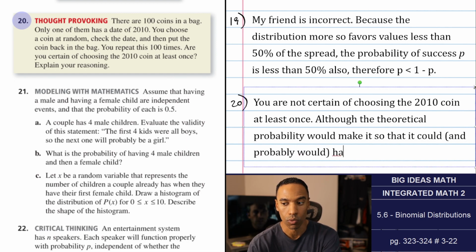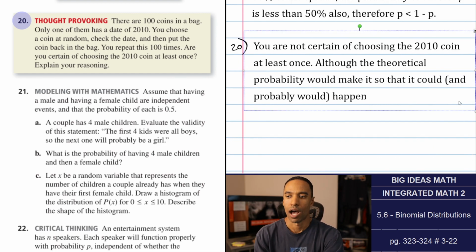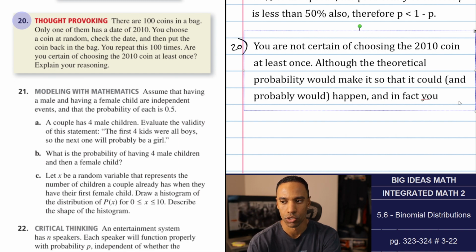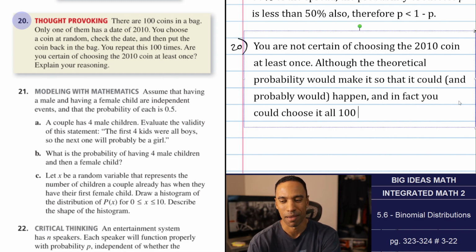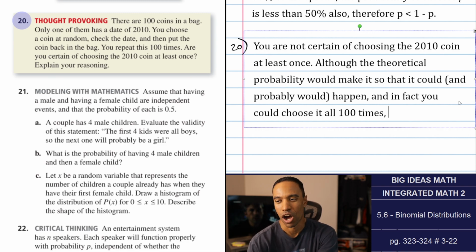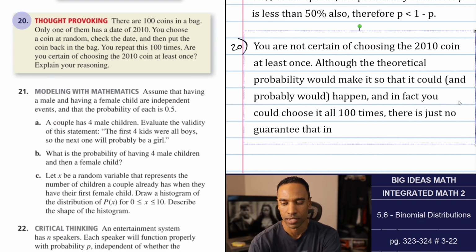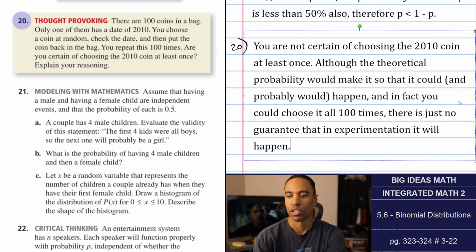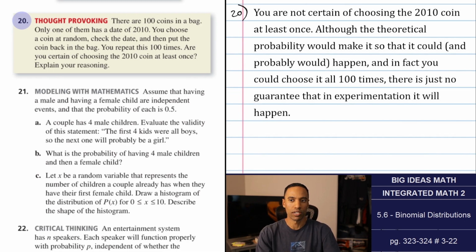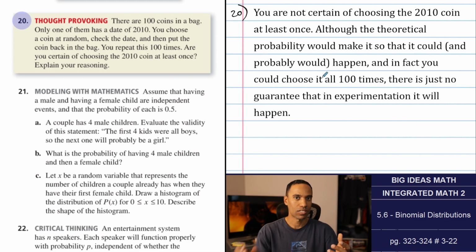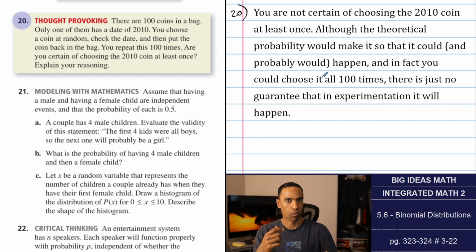In fact, I'm going to show you what the probability would be when it says at least once. And in fact, you could choose it all 100 times. I'm kind of speaking to you as I'm typing this. All 100 times. There is just no guarantee that in experimentation it will happen. My explanation is just saying you're not certain because you're not certain. Things in theory and things in practice are two different things. I could do it 1,000,000 times. That doesn't mean I'm going to land on it, especially because they said you replace it. So every time it's that 1 out of 100 thing.